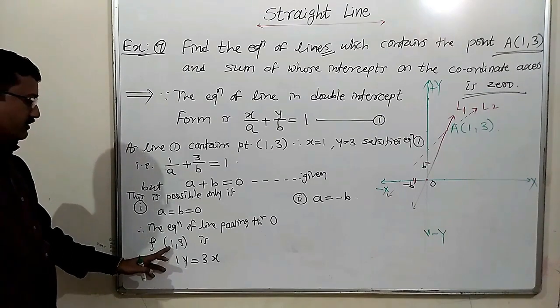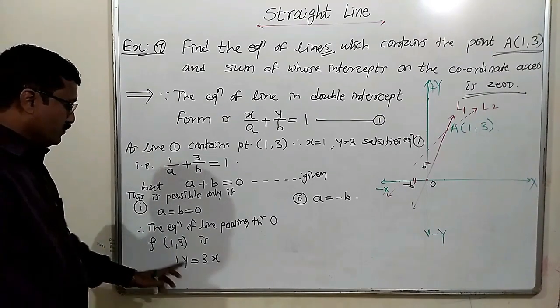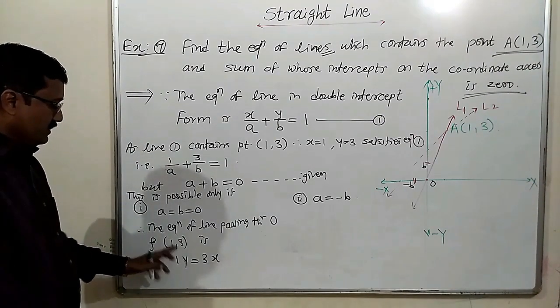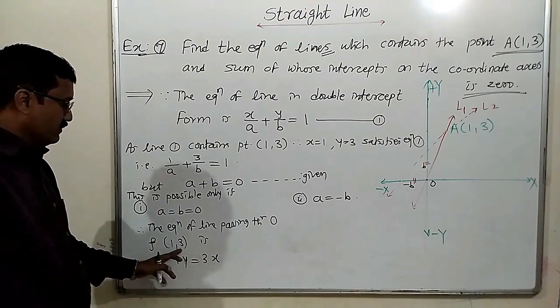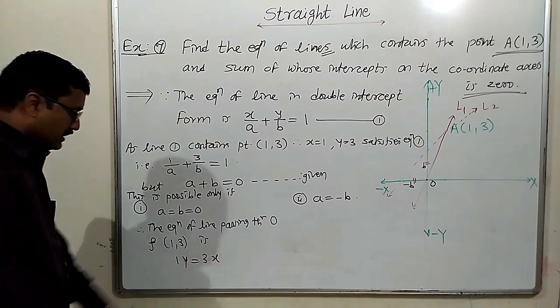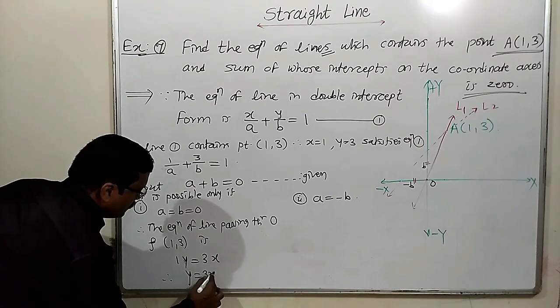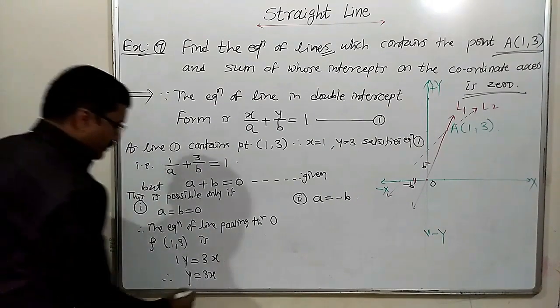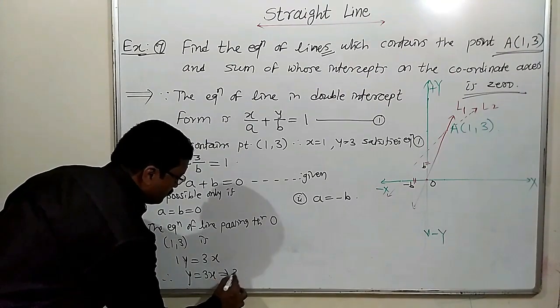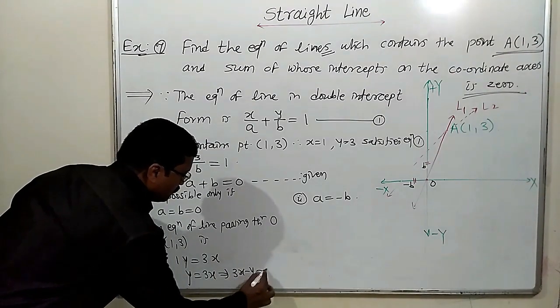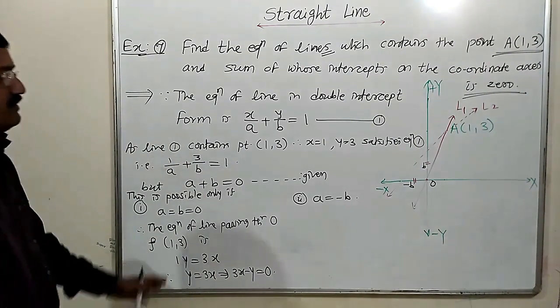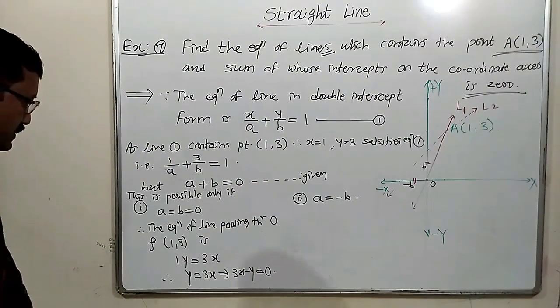The equation of the line passing through the point (1, 3) and the origin is 1 into y, where 1 is the x coordinate, into y, and 3 is the y coordinate, into x. Therefore the equation will be y equal to 3x, or 3x minus y equal to 0. Actually we have found the same in our previous example.